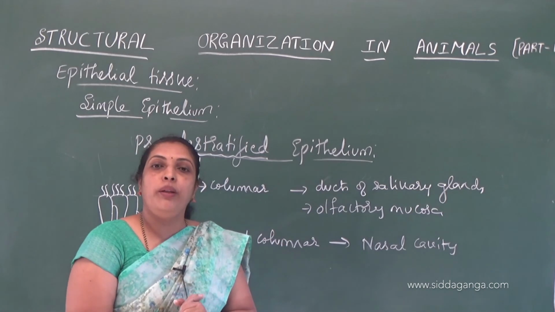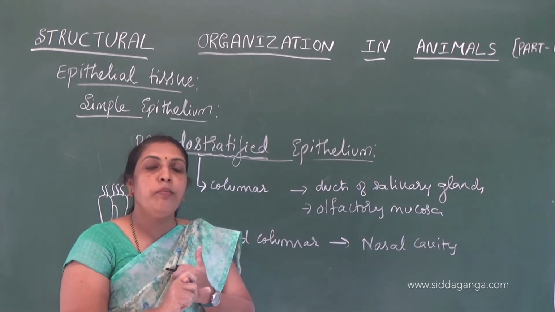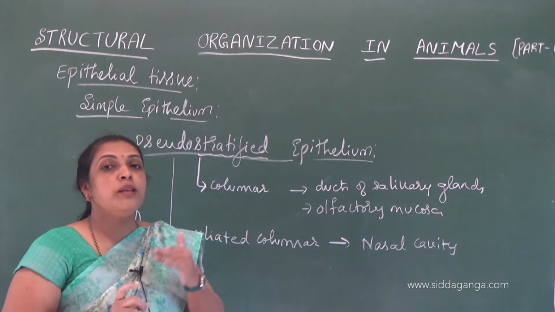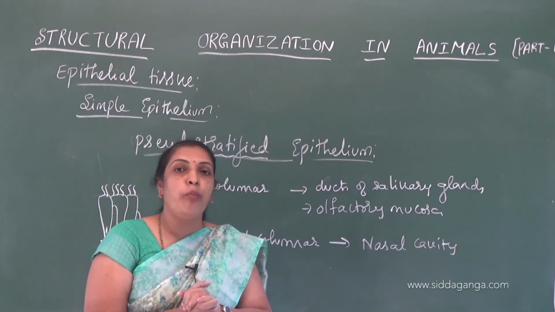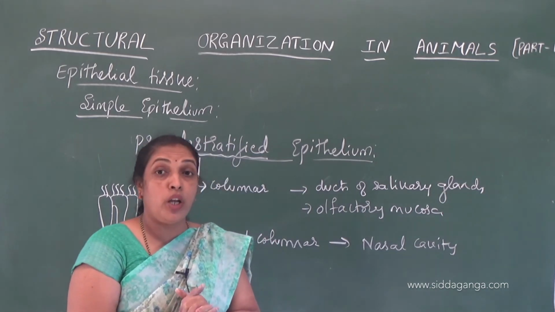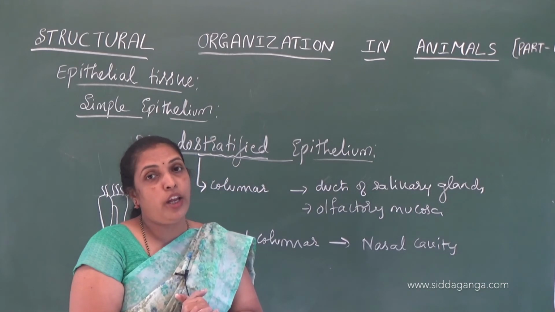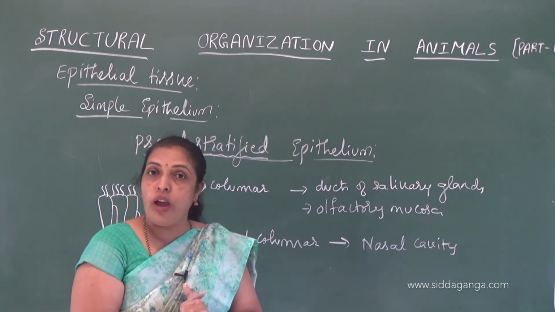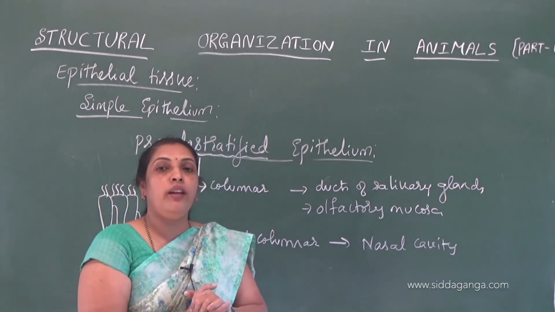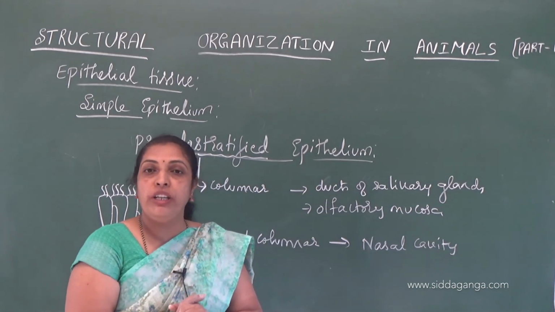Coming to the simple epithelium, again it is classified into simple squamous epithelium, simple columnar epithelium, and simple cuboidal epithelium. Simple squamous epithelium has polygonal shaped cells with centrally situated nucleus and irregular borders. This epithelium is seen in the lining of blood vessels and in the alveoli. Main function is diffusion.